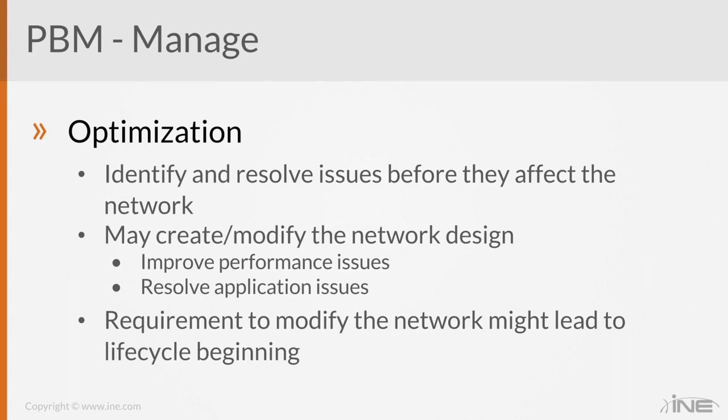Requirement to modify the network might lead to life cycle beginning. So if at this point the requirements for your QoS, for example, is too high, you might have to actually go back to the plan and create a new solution. So your customer is very satisfied, everything is faster, but it created new points of contention further in your network. Well, you might have to design new solutions.